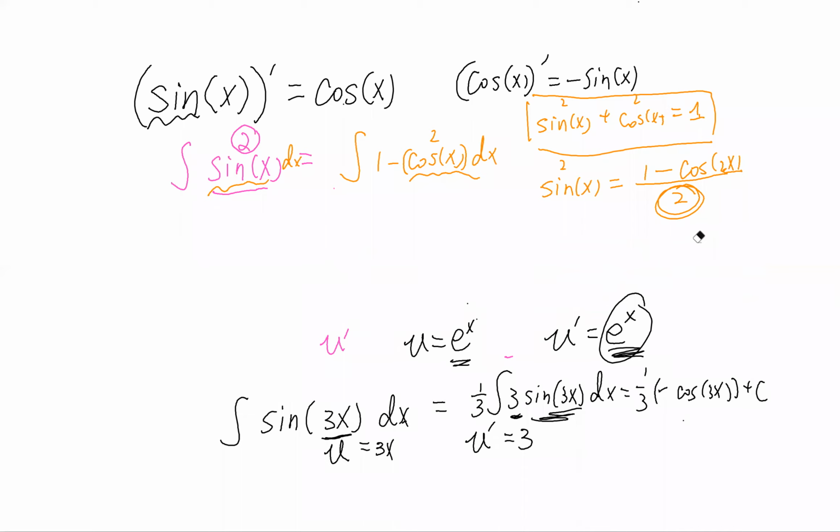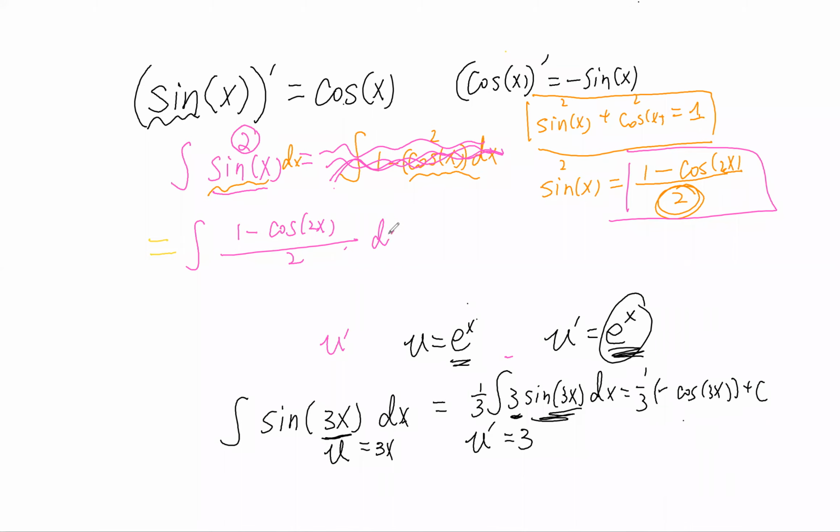Now let's see why I pick this formula right here. I'm going to rewrite the problem here. All right, so this way is not good, because that's not going to help me solve the problem. The problem is still remaining. I don't have my u prime in front. So now I'm going to use this formula right here. I'm going to rewrite sine squared to be 1 minus cosine 2x over 2 dx.